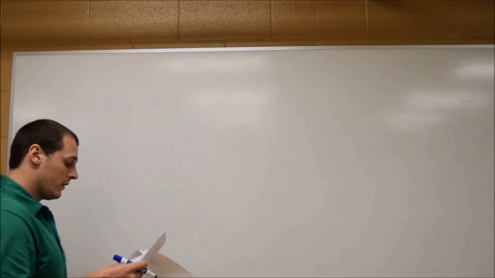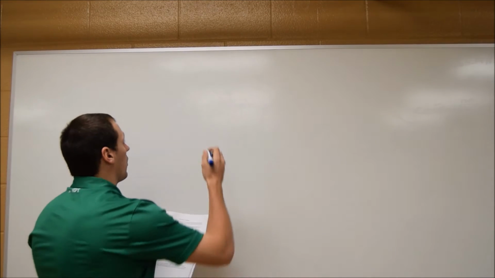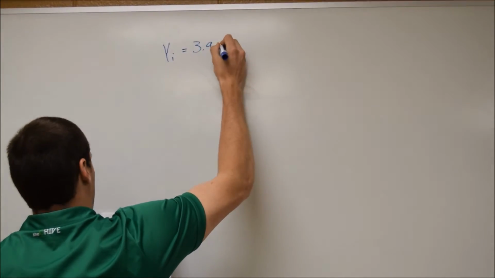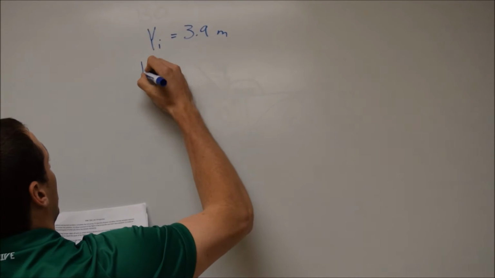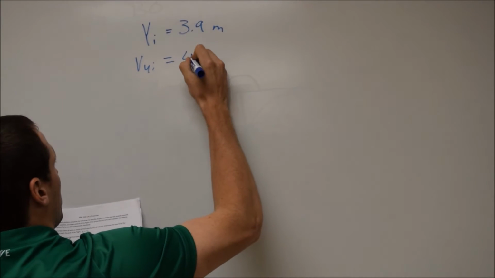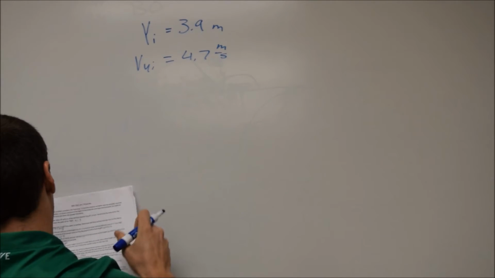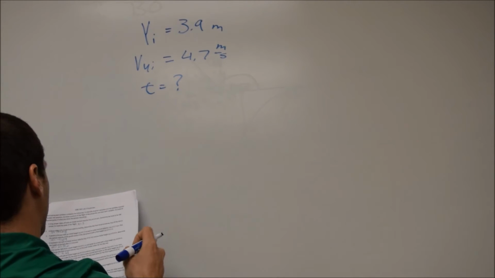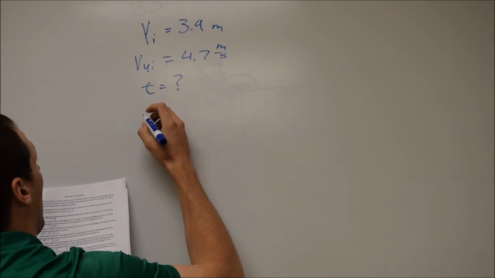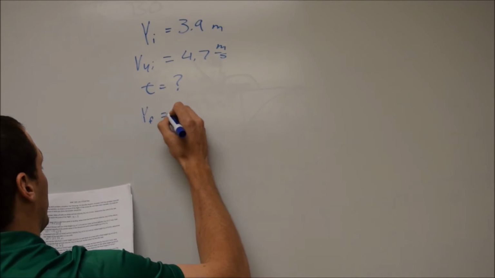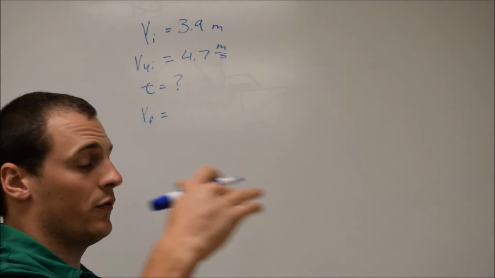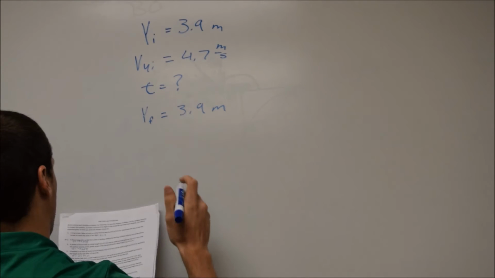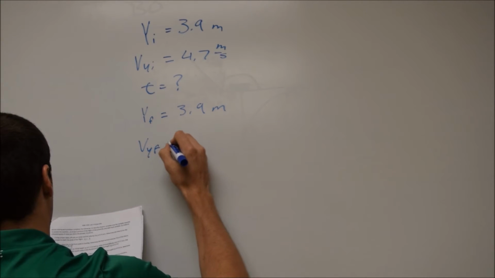So for number 6, we have a diver with an initial height, so our yi is equal to 3.9 meters. Our initial vertical velocity, so our Vy initial, is equal to 4.7 meters per second. And we need to find the time. And we have our y final, which is stated in here as the time to fall back down to the same height of 3.9 meters. And then we also need the Vy final for this.